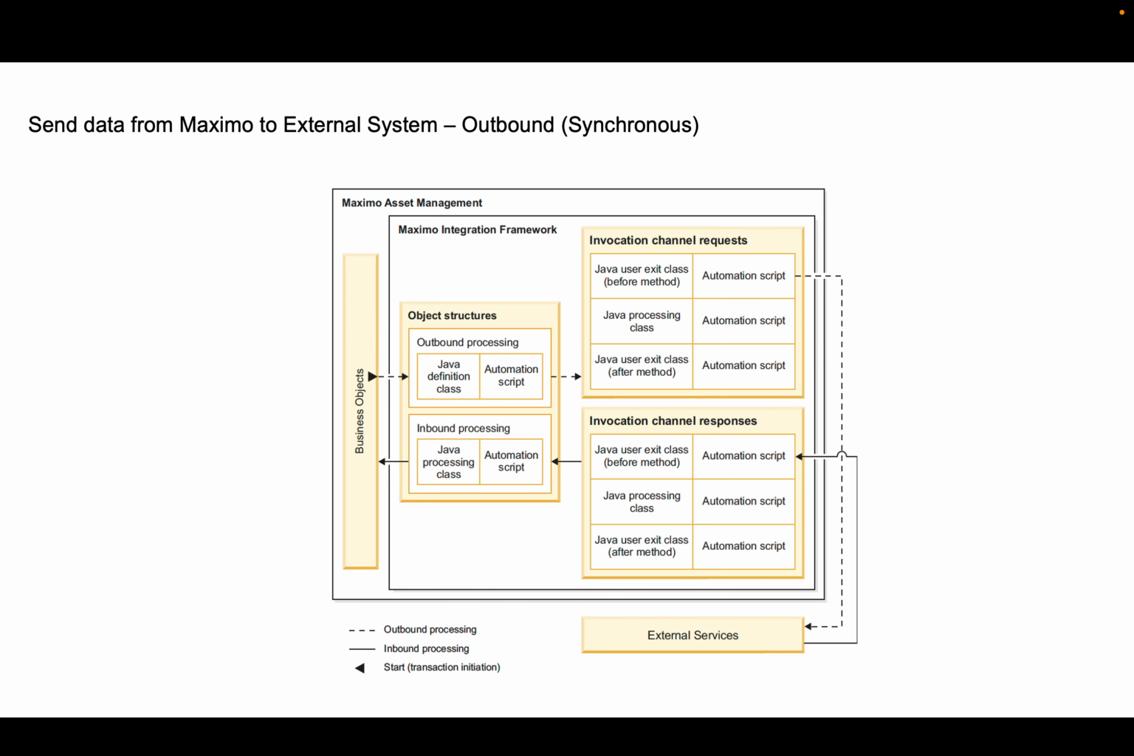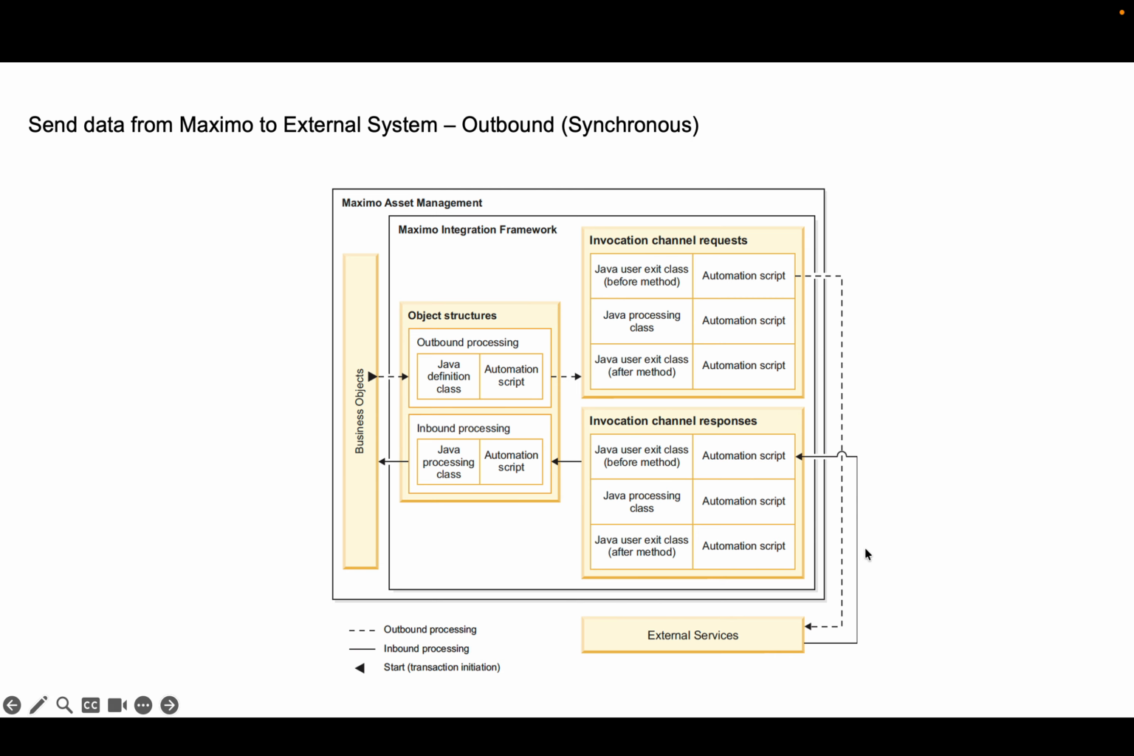So today we are going to see the functionality of Invocation Channel. This video is part of the Integration Masterclass that we are learning. So what is the use of Invocation Channel? This is primarily used when we want to send data from Maximo to an external system synchronously. So whenever we want to have any outbound synchronous transaction, the way to do this is the invocation channel.